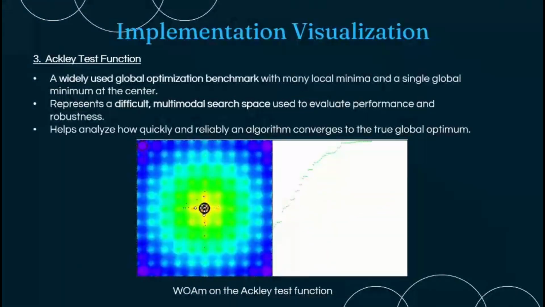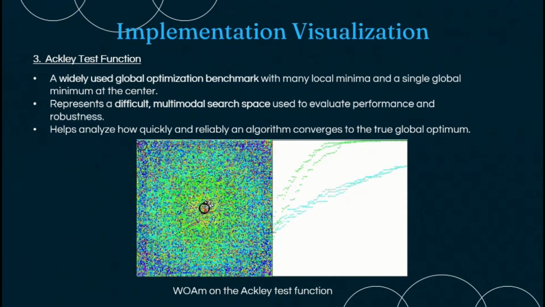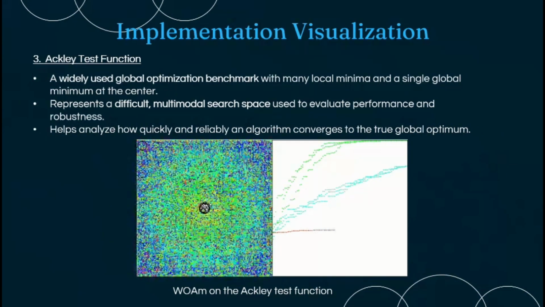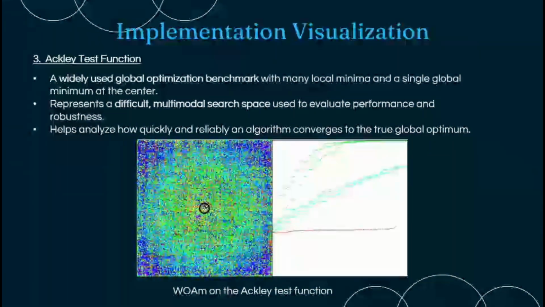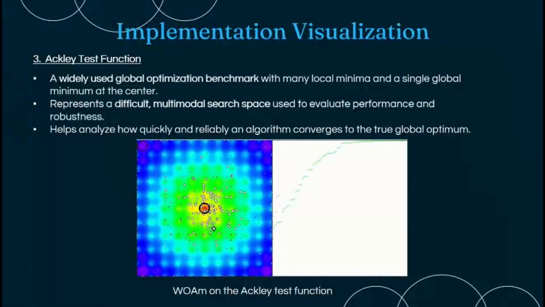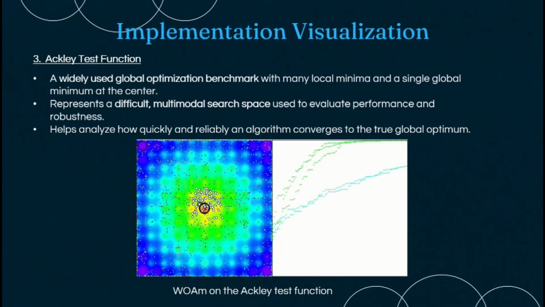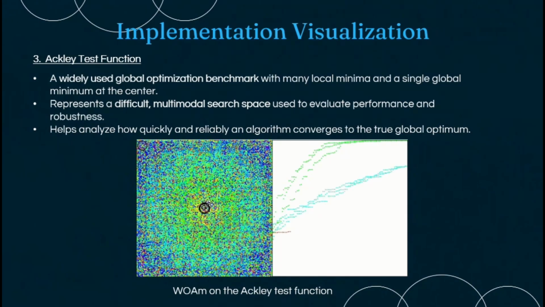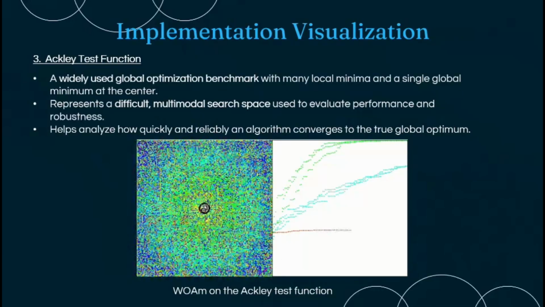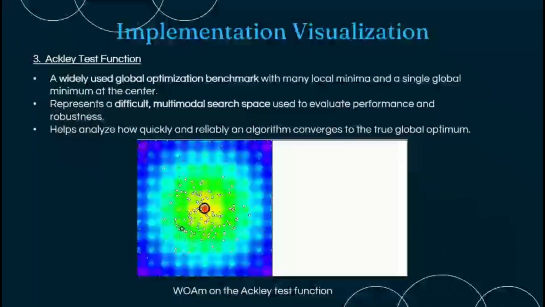Now next we see the Ackley test function. The next function is the Ackley test function, which is one of the most widely used benchmark functions in optimization. It has a large number of local minima scattered across the landscape and a single global minimum at the center. This makes it ideal for testing whether an optimization algorithm can consistently reach the true global optimum.